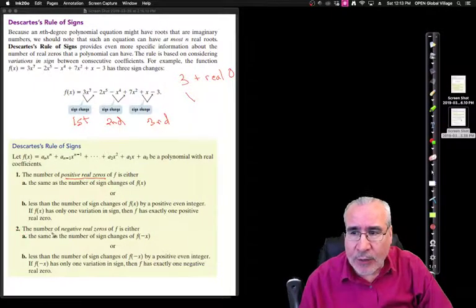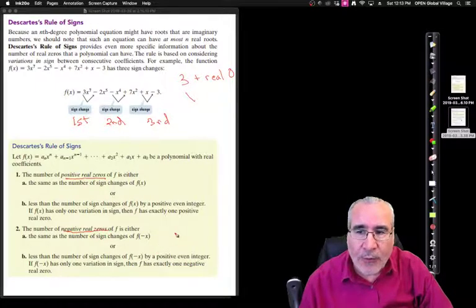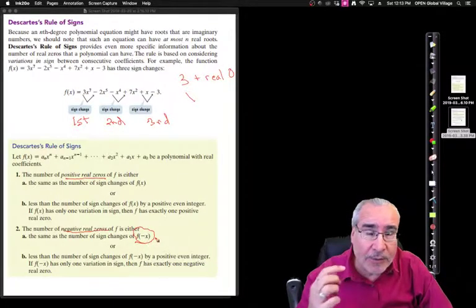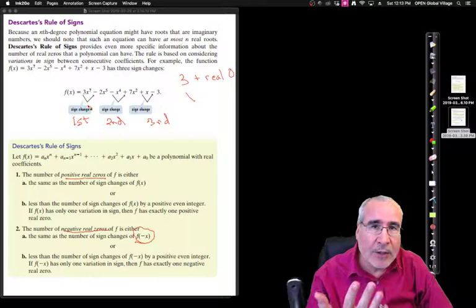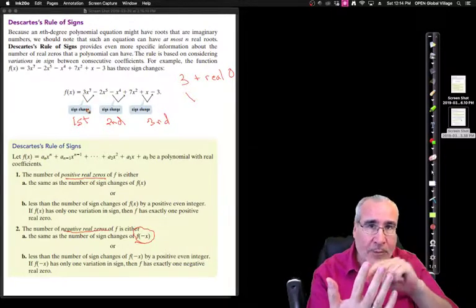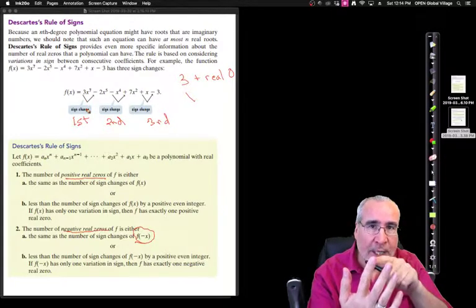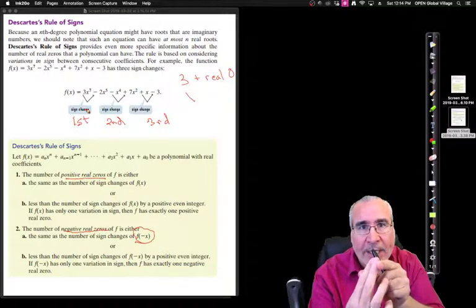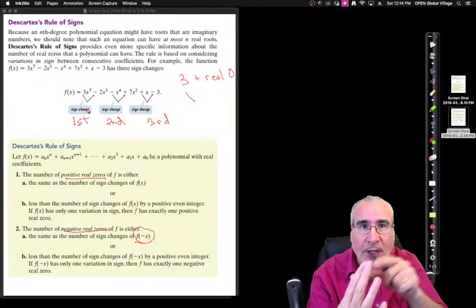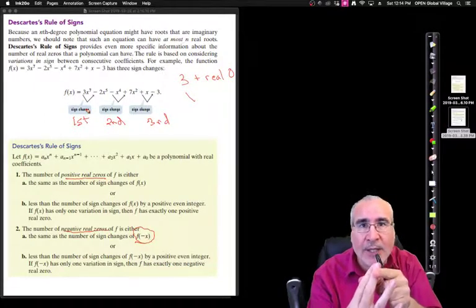The second is going to get us the number of negative real zeros. For that, we use the original function, but we plug in minus x for x. What that's going to do is everywhere there is an odd exponent, the sign is going to change. Because with odd exponents, if you plug in a negative, you get a negative times a negative, which is positive, times another negative, which turns it back to negative. It changes the sign. Whatever it was, it will now be the opposite.